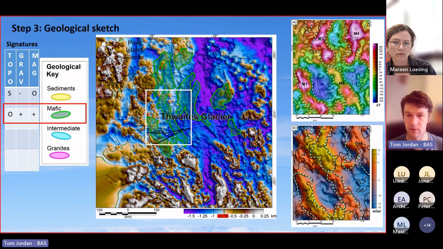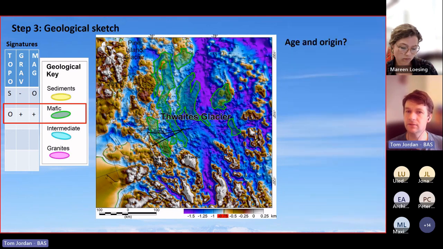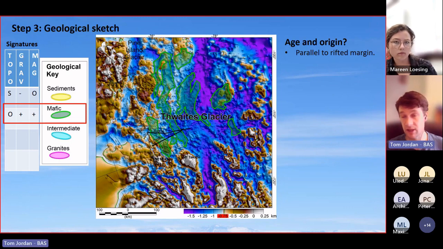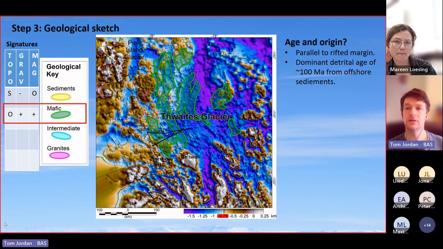So that's the signature we're looking for, and that's the distribution on the main map is where we think we've got the mafic rocks. And the reason we think they're mafic is because they're dense and highly magnetic. That kind of coupled signature of a dense, highly magnetic rock would be pretty typical of a mafic rock. So what's the age and origin of these? Well, again, they're parallel to the rifted margin, which points quite well to a rift origin. Offshore, the dominant detrital age is about 100 million years. So something underneath there is 100 million years old.